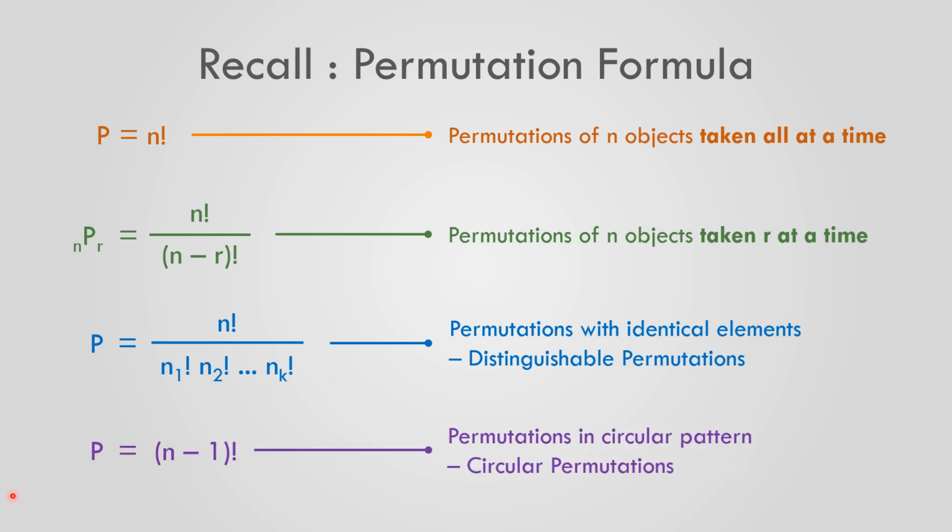And then the last, permutations in circular pattern. So that is circular permutations. P equals the quantity n minus 1 factorial.